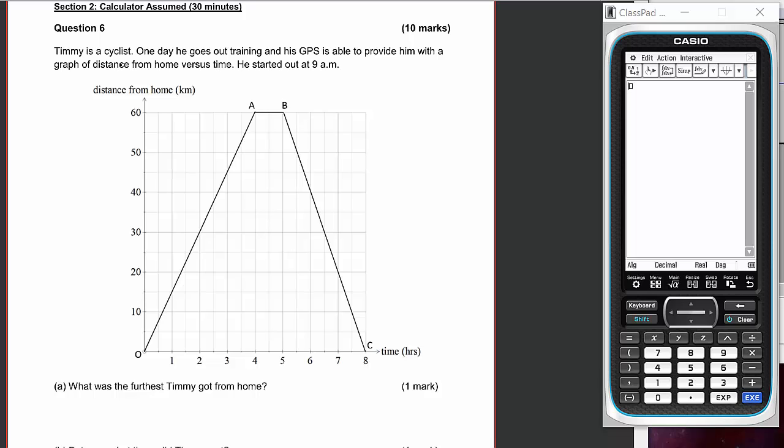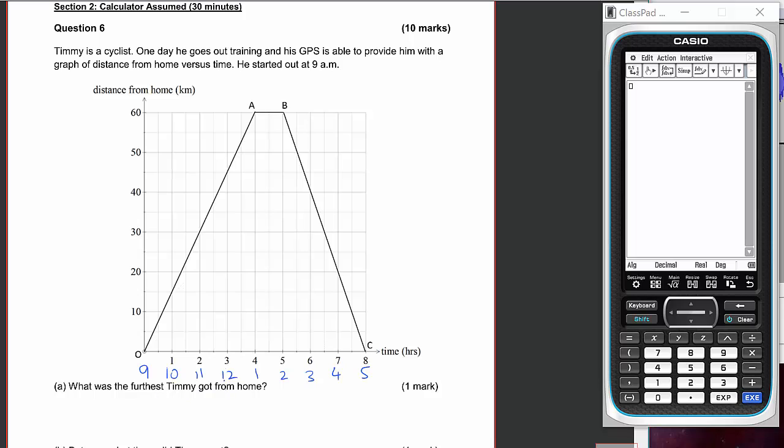Timmy is a cyclist. One day he goes out training and his GPS is able to provide him with a graph of distance from home versus time. He started out at 9 a.m. Now before I do anything else, I know that the start is at 9. So this would be 10, 11, 12. Then we go to the afternoon, 1, 2, 3, 4, 5. So he finishes at 5 in the afternoon.